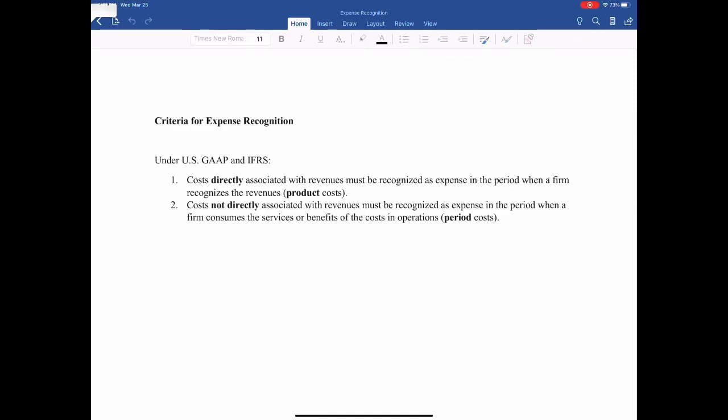In this part, I'm just introducing the general criteria for expense recognition. Expense recognition basically is to match the revenue. So that's why we generally call the expense recognition the matching principle. Why is the matching principle so important?